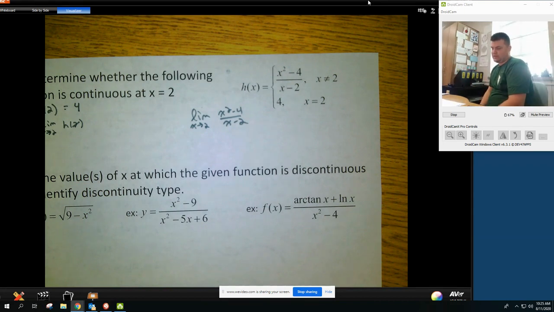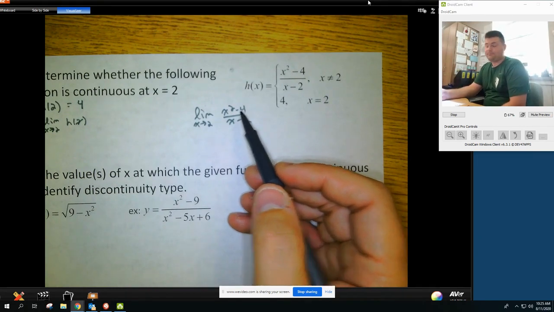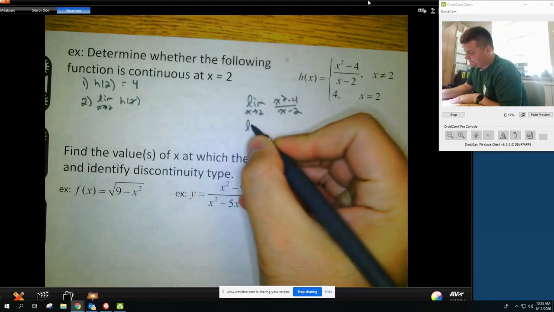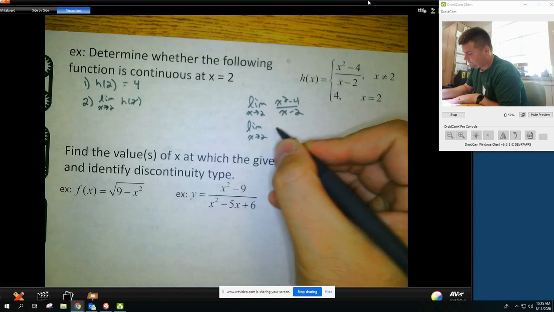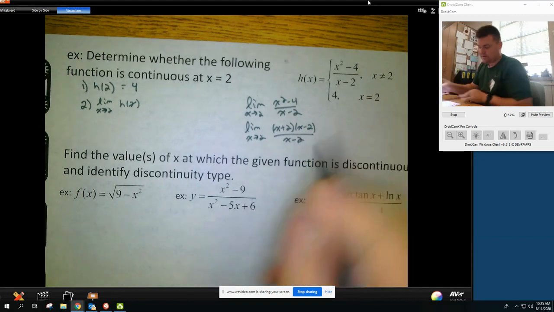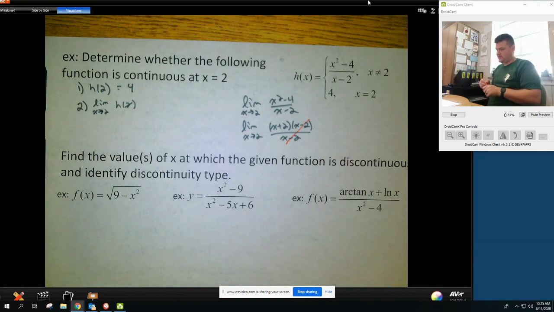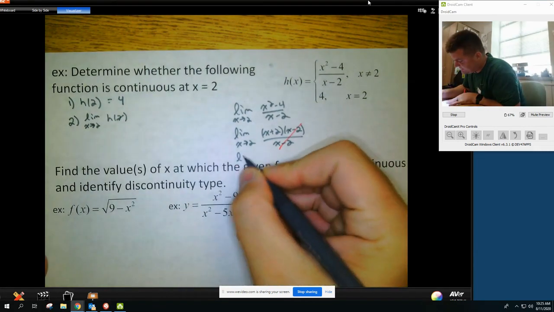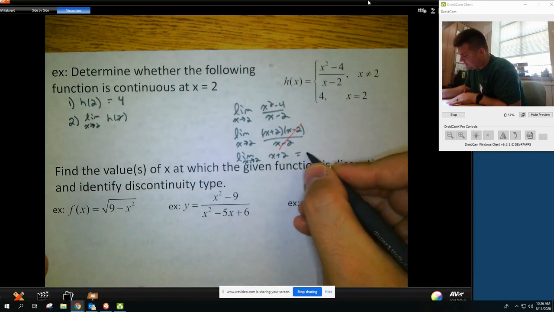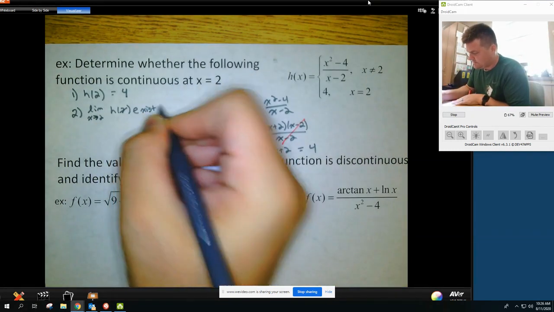So this is just like we did in a previous video, it's in the archives, finding limits algebraically. You can't just plug in a 2. You're going to get 0 over 0. There's a hole, so we're going to have to factor the top. x plus 2 times x minus 2. And some magic happens: the x minus 2 go away, leaving just x plus 2. So the limit as x approaches 2 of x plus 2. Plug it in, you're going to get 4. Okay, so this limit exists.